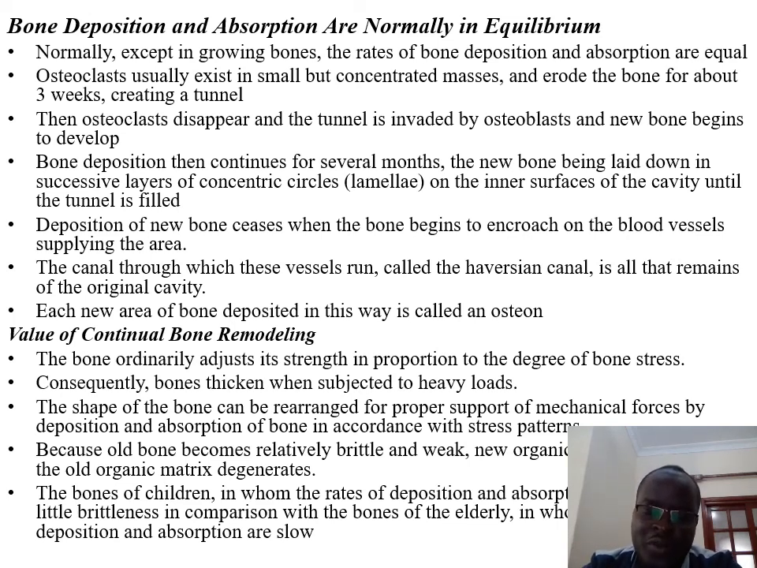So you have deposition of new bone, mineralization, it becomes old and brittle, and you need to digest it. So you have the osteoclasts that will come in to digest, to create tunnels or cavities within the bone, and then you have new osteoblasts that will deposit new bone. So that's the remodeling of the bone that is taking place in an individual as you are growing.